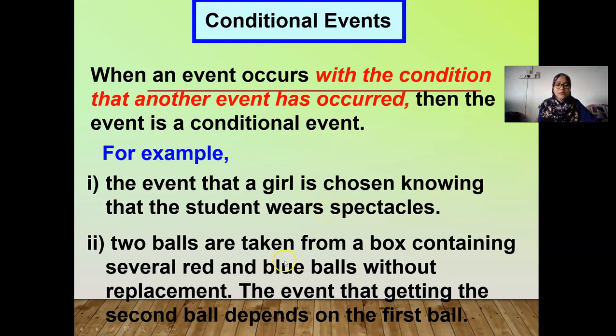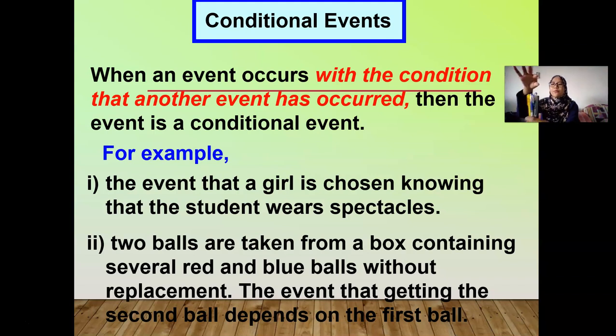Second example, two balls are taken from a box containing several red and blue balls without replacement. The event of getting the second ball depends on the first ball. For example, I have 4 pens in a box: yellow, blue, black and gray. I want to pick up 2 pens, one by one, without replacing them.